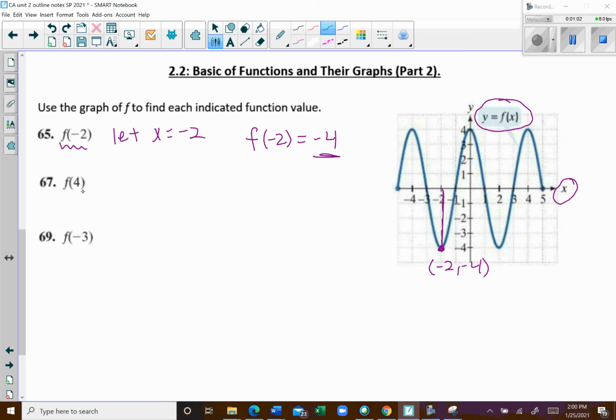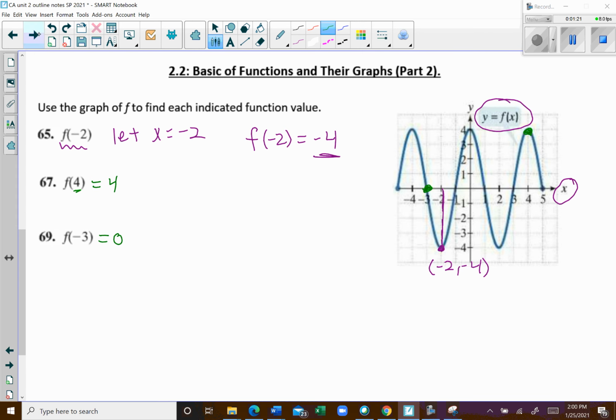And so the next one's f of 4. Once again, where x equals 4, that correlates with y equaling positive 4. And then f of negative 3 right there, the y value is 0 when x is negative 3.